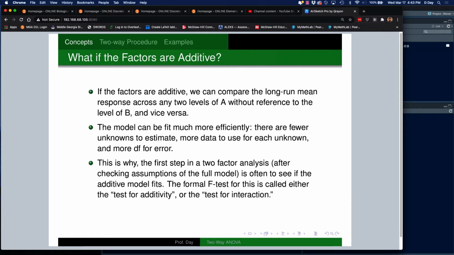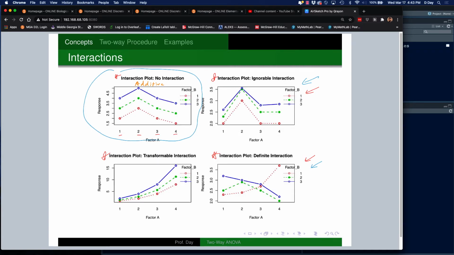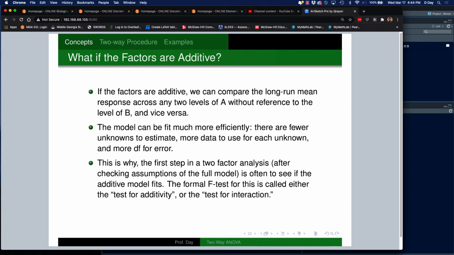So what if the factors are additive? Like what if they match up to this first group right here? What does that mean? If the factors are additive, we can compare the long run mean across the response, so our measurement basically, across any 2 levels of factor A without referencing the levels of factor B at all, and vice versa. So that makes it nice. We can treat them like 2 separate one-way ANOVAs, if you will, and analyze them the way we did the one-way ANOVA when we find that there are significant differences.